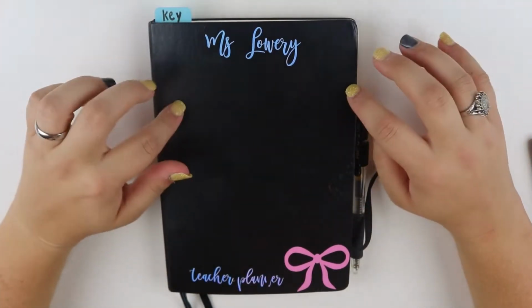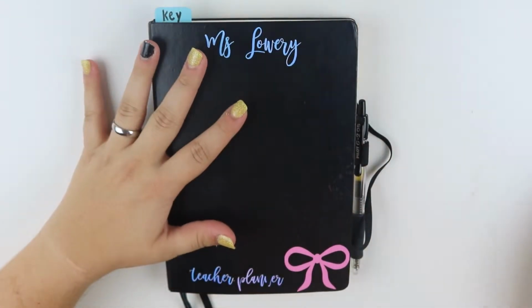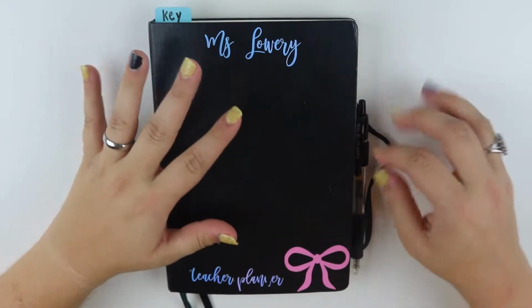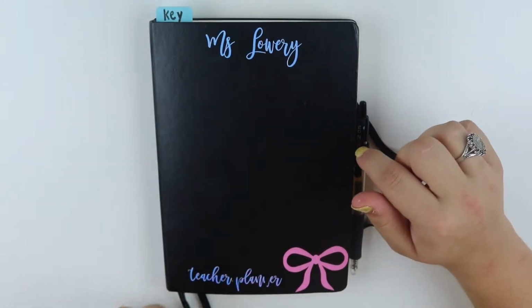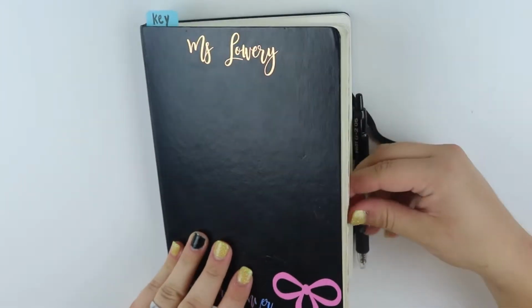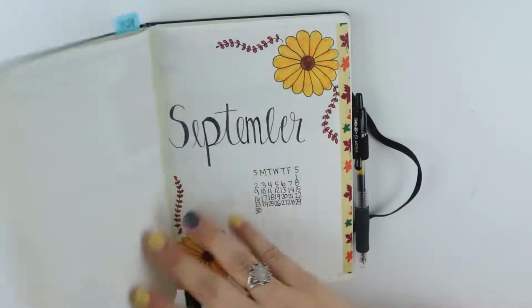Hey y'all, as you can see today we are going to be doing planning my bullet journal, and today we are doing the October setup. But first let's flip through September so you can see how it's looking.